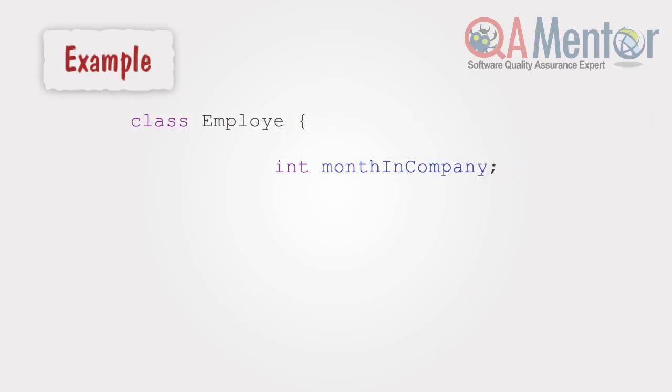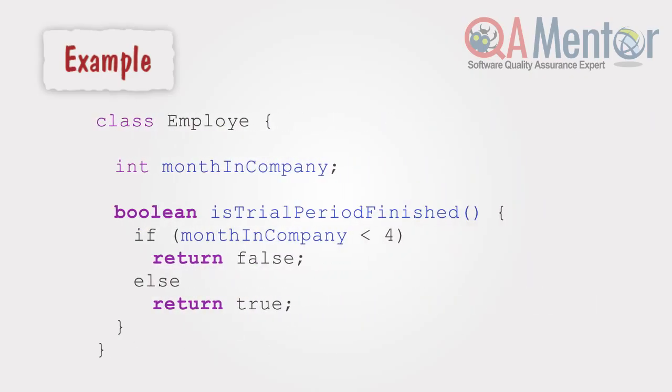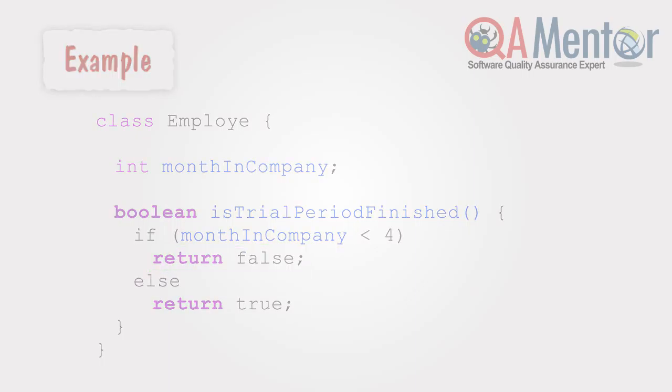Let's add a new property to the employee class. The name of the property is monthsInCompany. We can create a method which returns true or false depending on the number of months. The method is named isTrialPeriodFinished. It returns a Boolean value. If the variable monthsInCompany is less than 4, the method returns false, otherwise true.